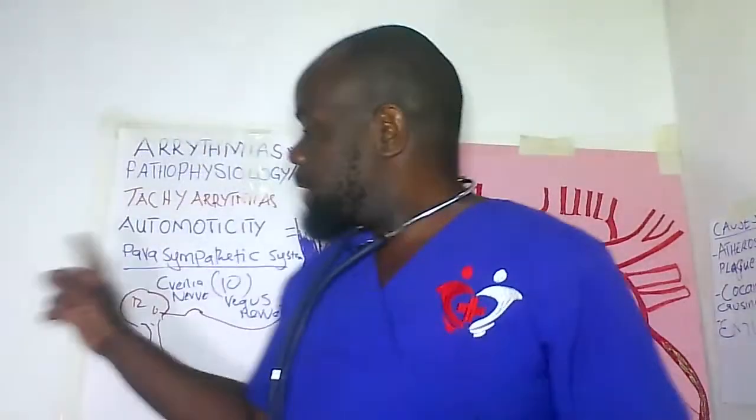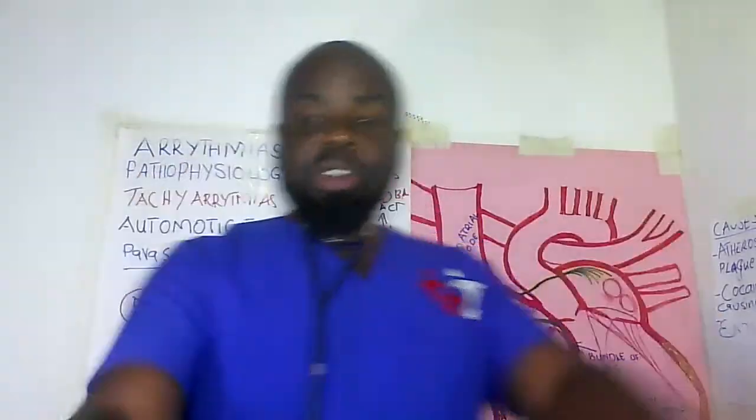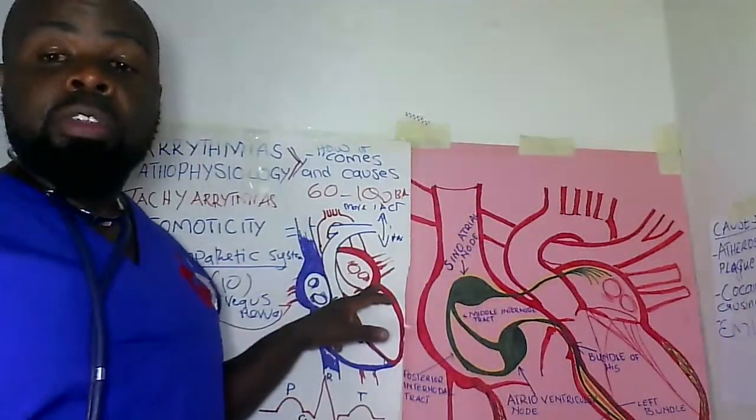If you irritate the vagus nerve, it will release something called acetylcholine. And acetylcholine is the mother of slow heartbeat.